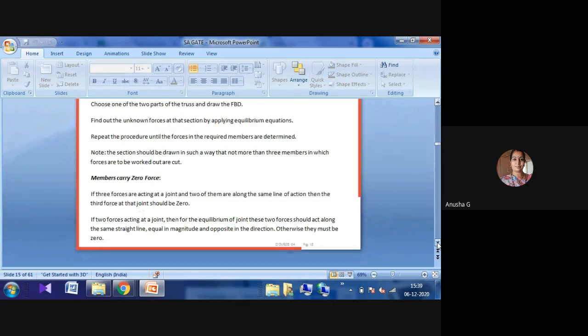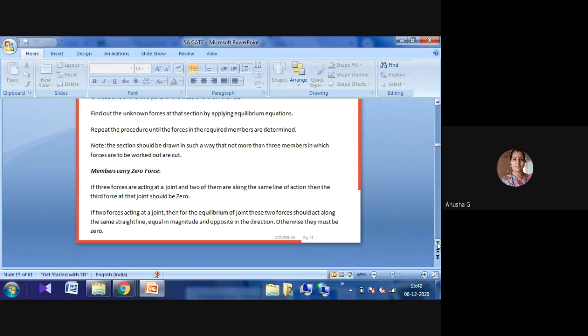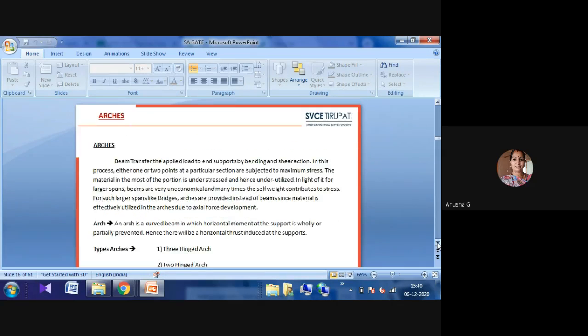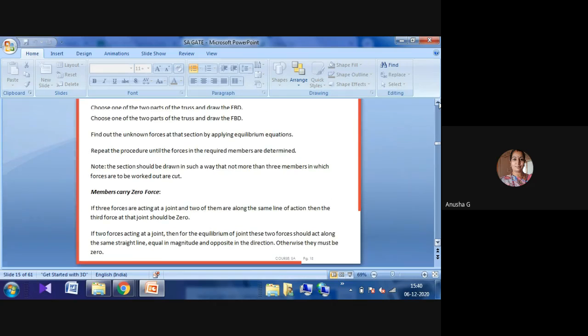Next, if 2 forces are acting at a joint, then for equilibrium of the joint, these two forces should be along the same straight line, equal in magnitude and opposite in direction. Otherwise, they must be zero. That is the third condition for members that carry zero force. These are the three methods I have covered here.